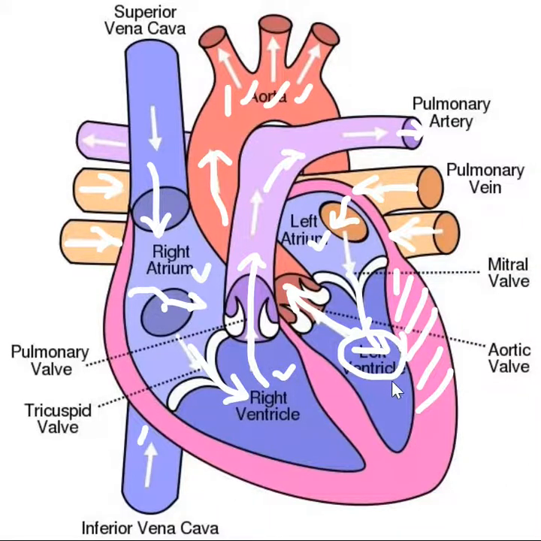And from the left ventricle arises systemic aorta or aortic arch. And this aortic arch or systemic aorta supplies oxygenated blood to all the parts of the body except the lungs.